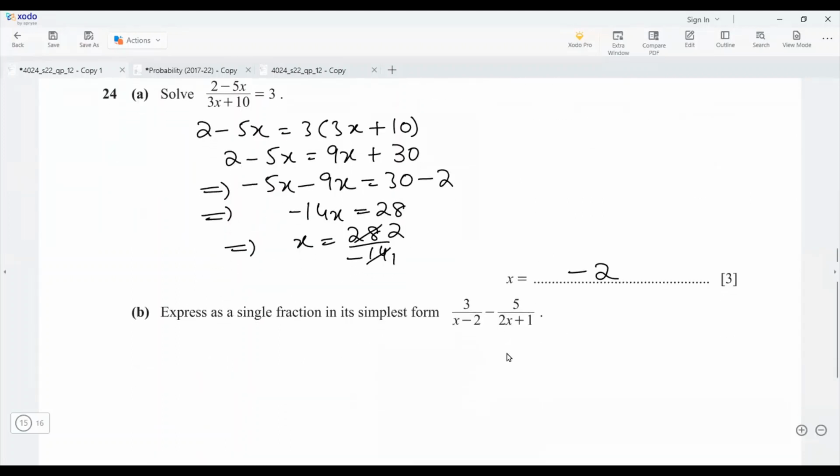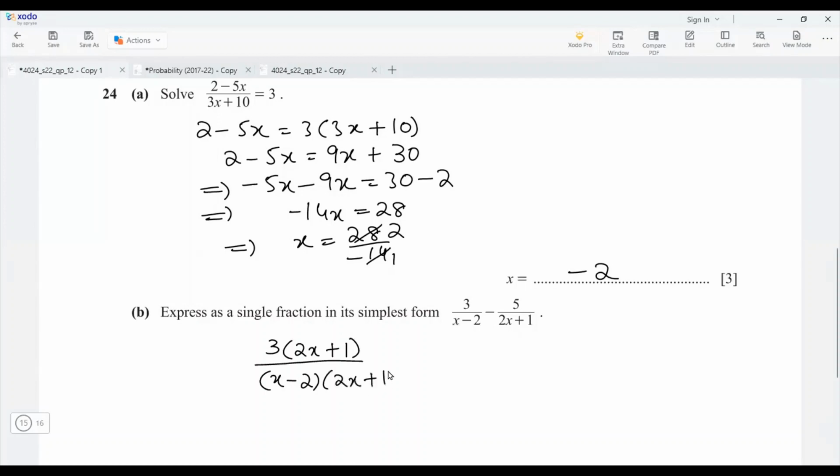So moving ahead to the next part, we have to write down as a single fraction in its simplest form. x minus 2 and 2x plus 1 are different terms. There is no factorization of one term into another term. So actually we have to multiply this denominator 2x plus 1 with 3 and divide it as well in order to make the denominator the same so that we can add or subtract the numerators.